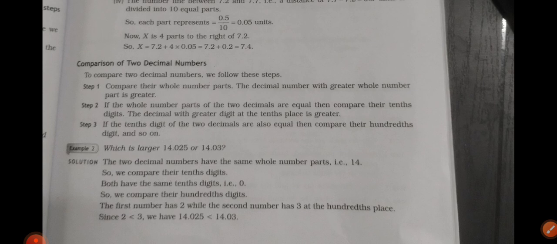Comparison of two decimal numbers. Which is larger, 14.025 or 14.03? Solution. The two decimal numbers have the same whole number parts, that is 14. So, we compare the tenths digits. Both have the same tenths digit, that is 0. So, we can compare their hundredths digits. The first number has 2, while the second number has 3 at the hundredths place. Since 2 is less than 3, we have 14.025 less than 14.03.